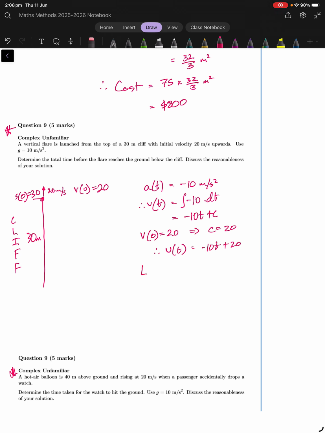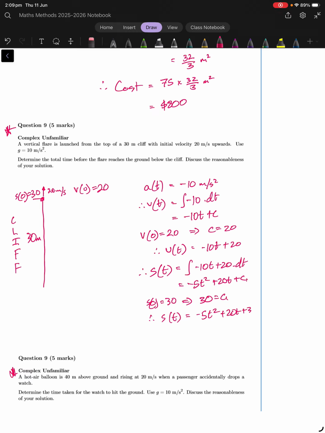Now, therefore, my displacement at time t is the integral of this, so negative 10t plus 20 dt, which is negative 5t squared plus 20t plus c1, because I've already used a c, and then s of 0 equals 30. When I substitute 0 in for t, I must get 30 equals c1. S of t is negative 5t squared plus 20t plus 30.